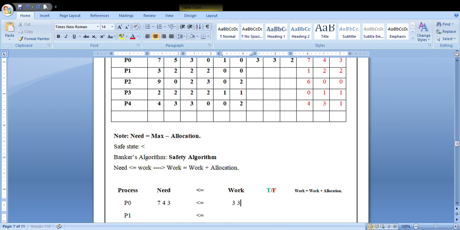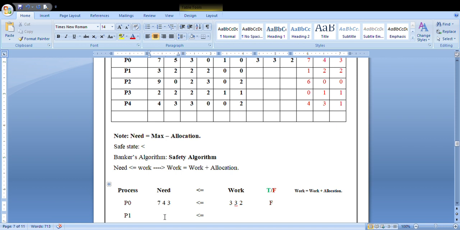So 332. This is your available value. Now check whether the need value is lesser than or equal to the available value, or it is false. When this becomes false, you are not going to calculate a new available value. Once it is true, only then are you going to calculate the new available value. Now for the P0 process, the condition becomes false. By that time, you need to check the next process.